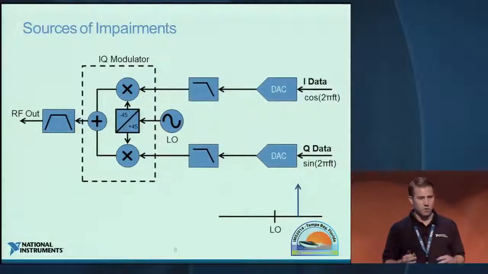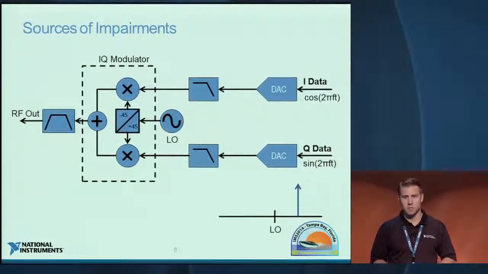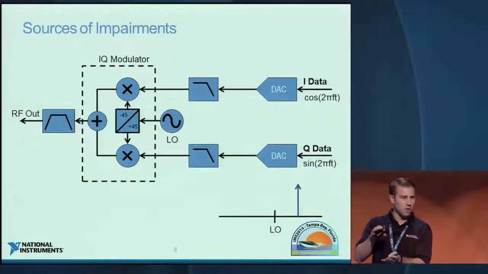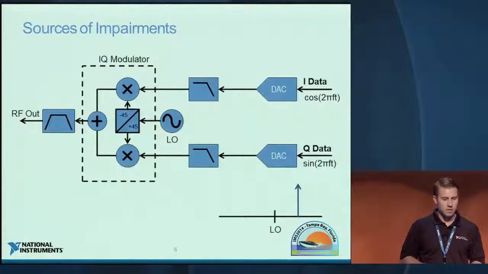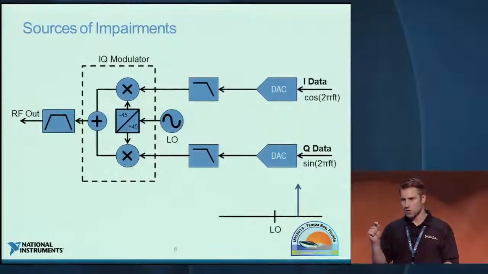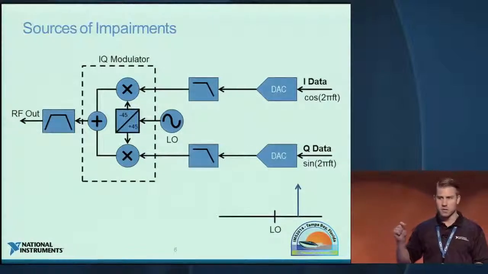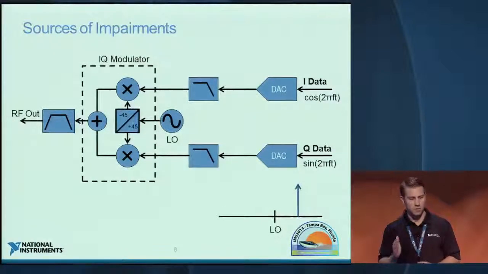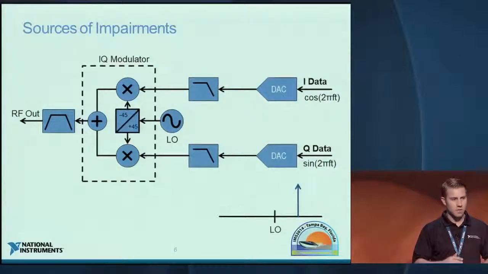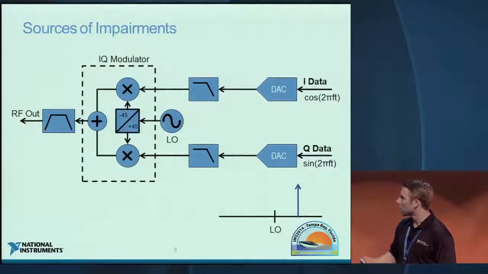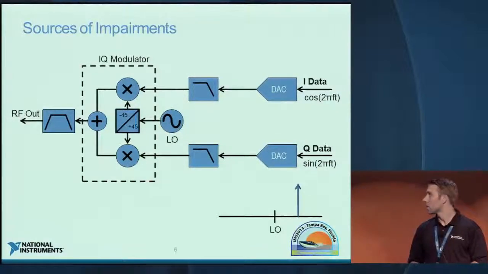So for the sources of impairments, we'll just break down some of what can contribute to each of these impairments. Ideally, you'd have a perfectly orthogonal I and Q signal. And so these two are mixed with the same frequency local oscillator. They're 90 degrees out of phase with each other, and if those are perfectly orthogonal, you'll get just a single tone, no other spectral content at whatever that offset frequency is from your local oscillator that you're generating.